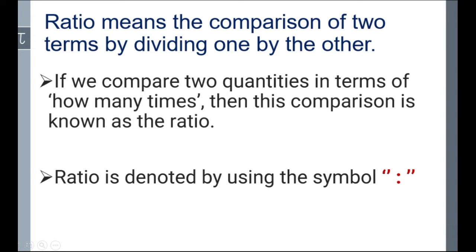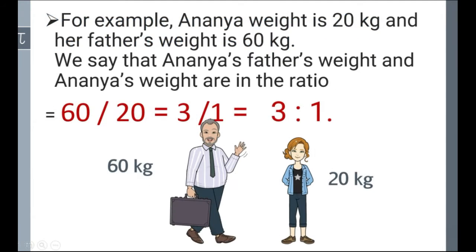जब हम दो quantities को compare कर रहे होते हैं कि how many times, then this comparison is known as ratio, right? Ratio symbol is denoted by these two dots. It means that we are calculating or we are denoting the ratio, right? If you are writing something like this, it means this is the ratio of two quantities. To understand more, let us see the example.